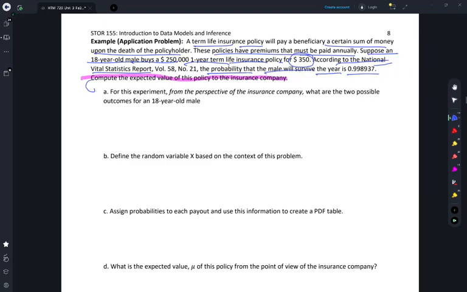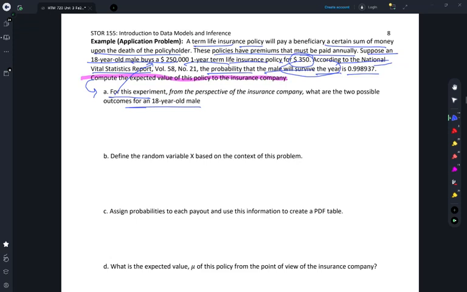To do this, we take the following steps. A. For this experiment, this male may either survive the year or not, so we do not know in advance. But what are the two possible outcomes here for an 18-year-old male who buys this term life insurance policy?